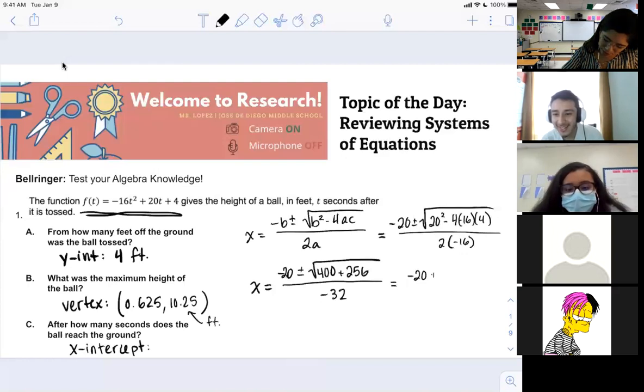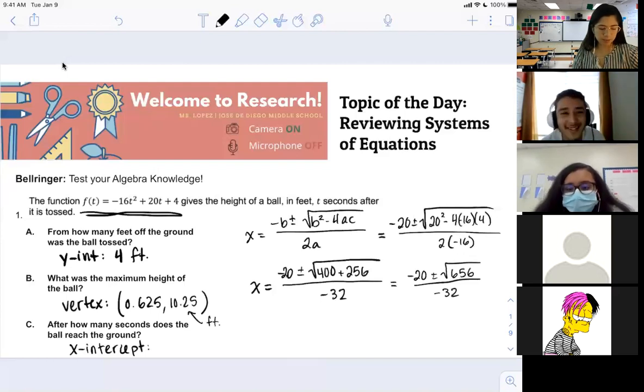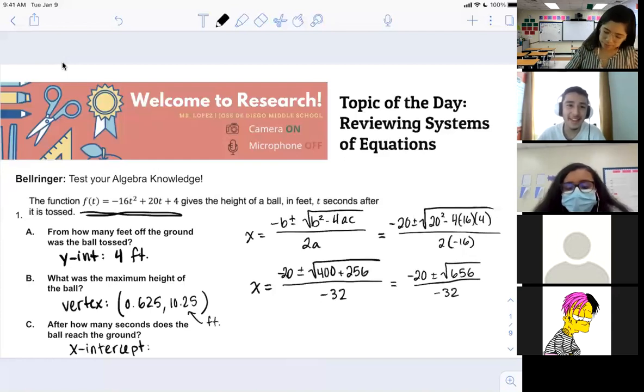656. Can we take the square root of that number? Yes, because it is an even number. Check it out. 25.61249695. It's a decimal, right? Yeah. We're not going to have to find the factors, right?